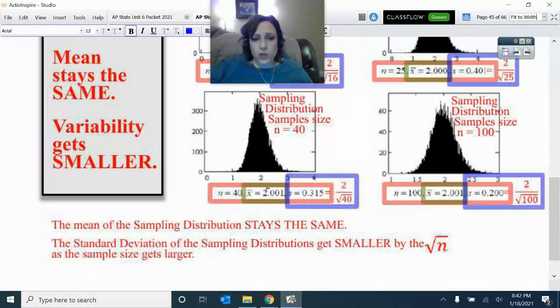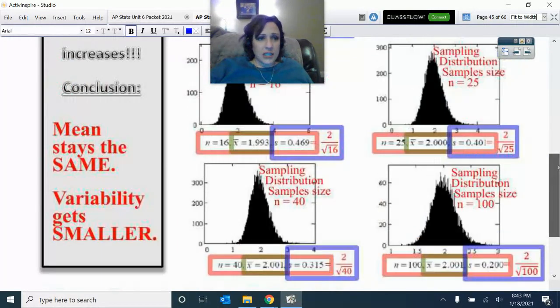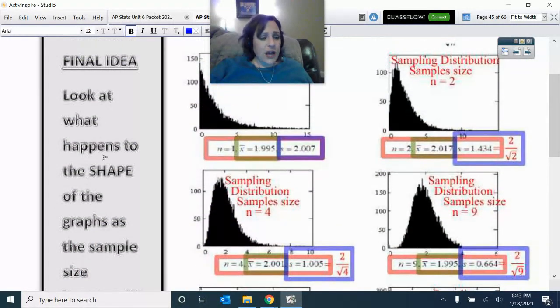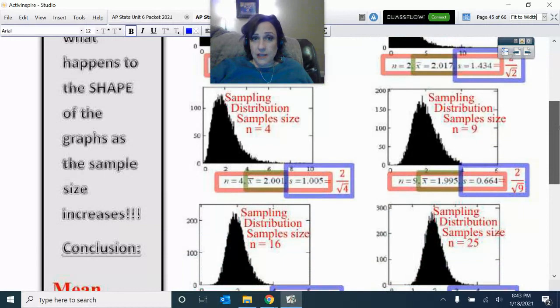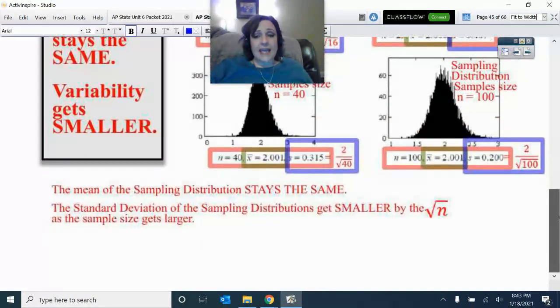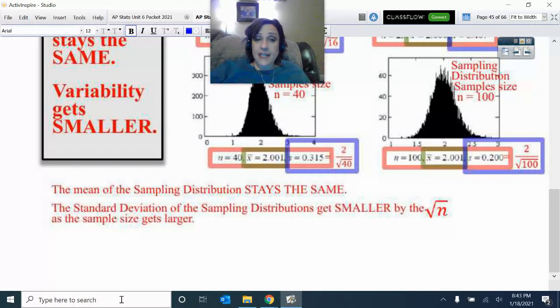So here we go. 2 is still the center. And look, we're getting an even smaller standard deviation. You can see here, the sampling distribution of samples of size 100 has standard deviation 2/10. Final idea: look at what happens to the shape of the graph as the sample size increases. It approaches the normal model. The mean stays the same. The variability gets smaller, by the square root of n. And of course, once it reaches large enough, then it's approximately normally distributed.